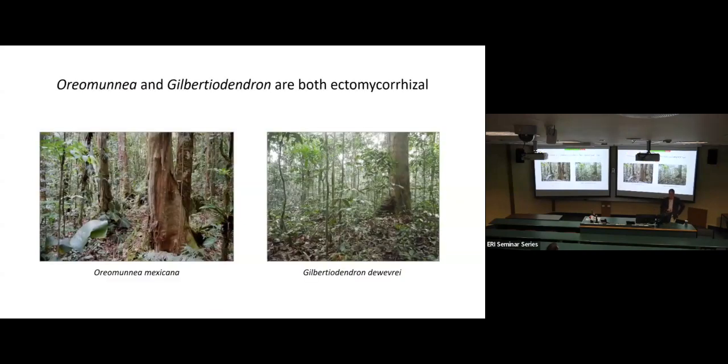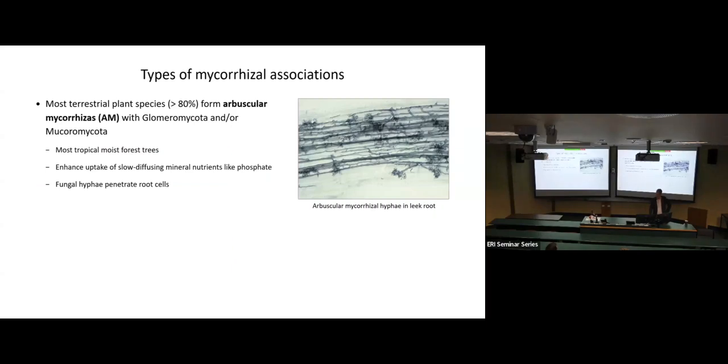Well, what these 2 trees that I've just shown you have in common is that they're both ectomycorrhizal. Now, this turns out to be true of most, but not all, of the trees that form these monodominant stands in tropical moist forests. So, why is this important?